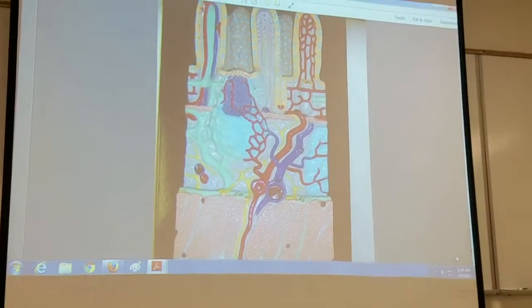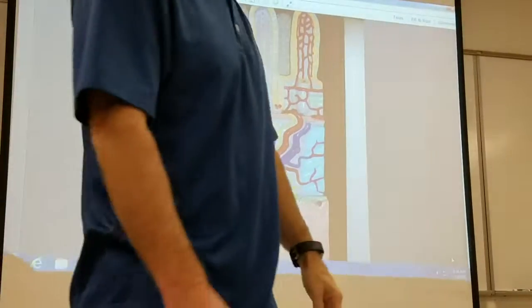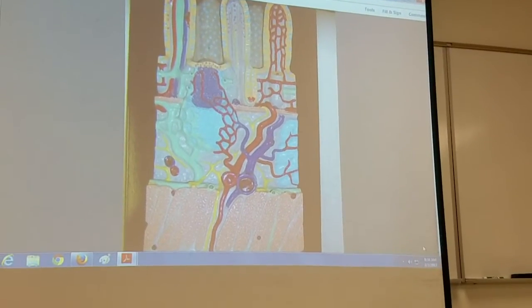So we haven't had a chance to go over these models yet. You haven't had a chance to go over them yet, so let's do that now. And you can grab these off my desk, but there's more intestinal wall models up there. There's another green board.